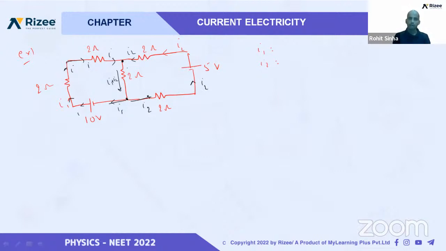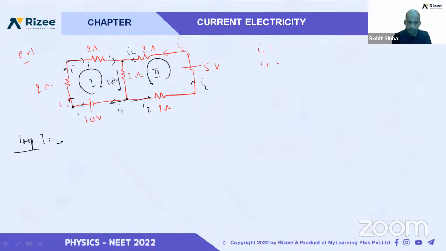Now the current distribution is done. Now we have to take the loop equations. We take loop 1 and loop 2 here. Loop direction, no worry, you can take any direction, but usually we take it in the direction of current, though it's not any convention. Now I am writing the equation for loop 1. I am starting from any point here, moving in the direction of current.